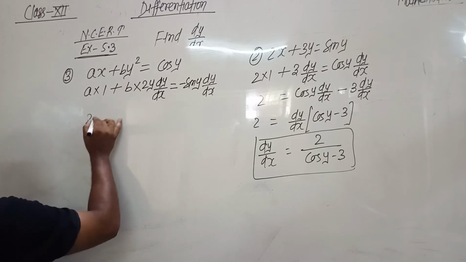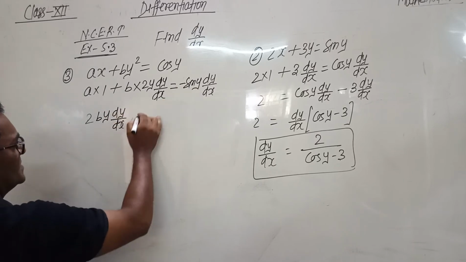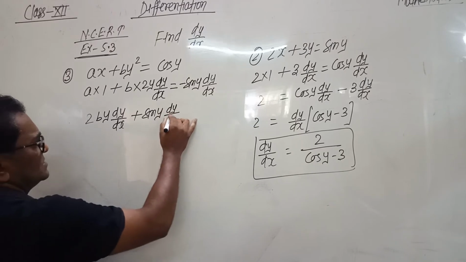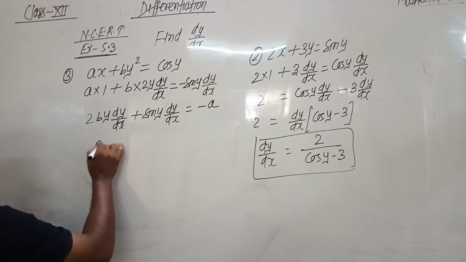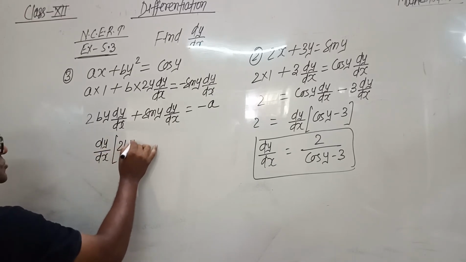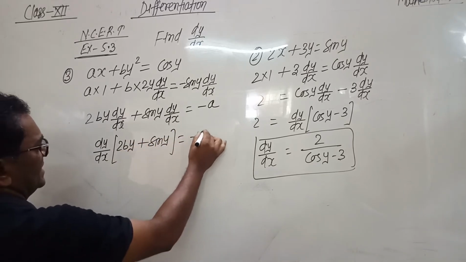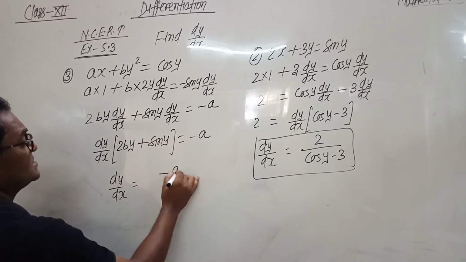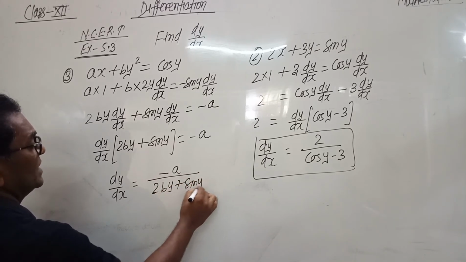We get 2by dy by dx, and this will come on the left side, becomes positive, plus sin y dy by dx, and this term will go on the right side, becomes negative. From these two terms we take dy by dx as common, so there comes to be 2by plus sin y equals minus a, and dy by dx equals minus a upon (2by plus sin y).